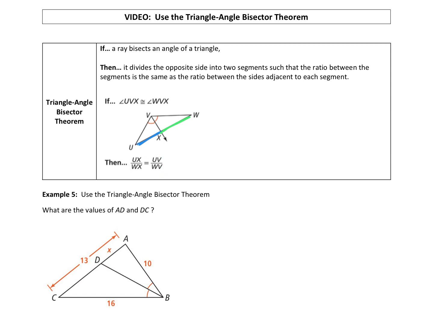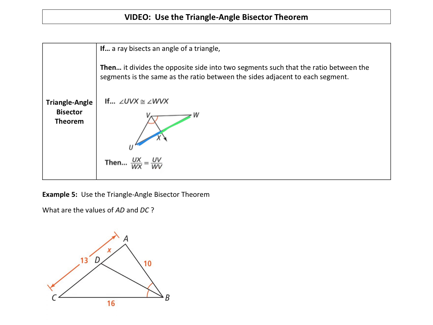So again, we have an angle that was bisected, where that angle bisector hits the opposite side. It splits this side of your triangle into two segments. If you take one segment, UX, put it over the other segment, WX, that will be equal to the adjacent side. So the side next to this one is going to be UV. So UV over the side that's next to this one, which is WV.